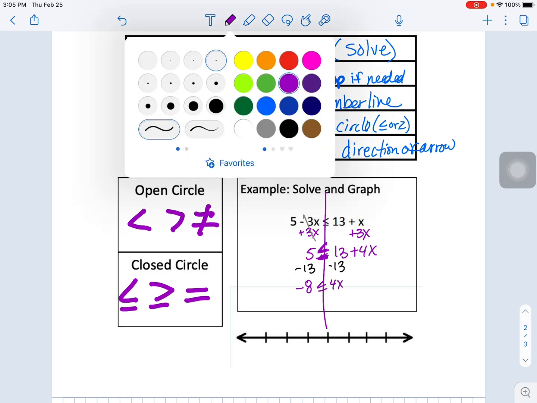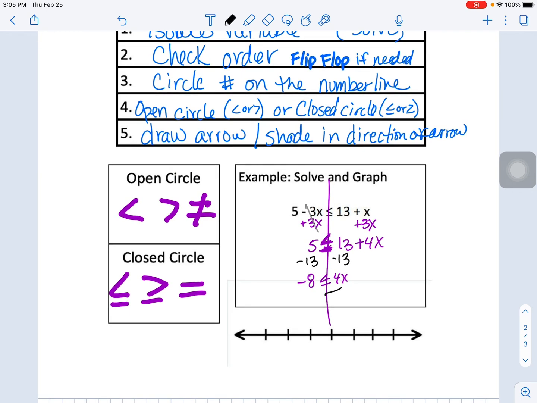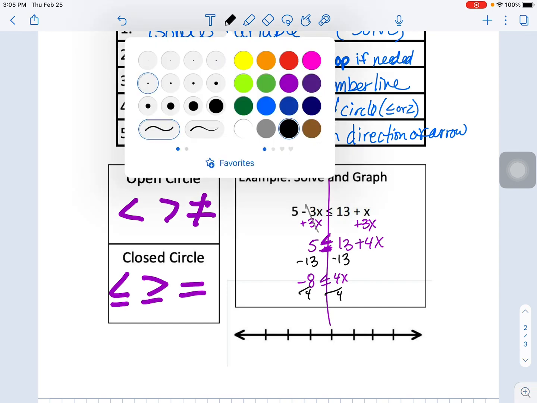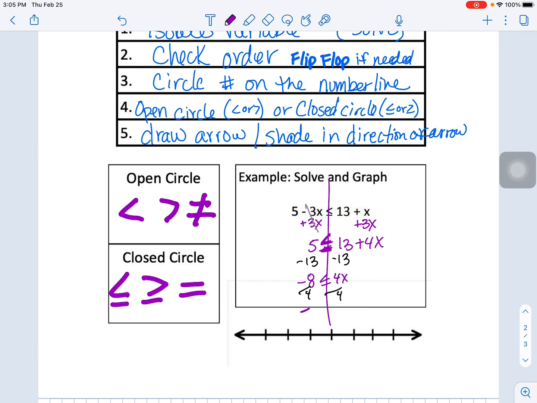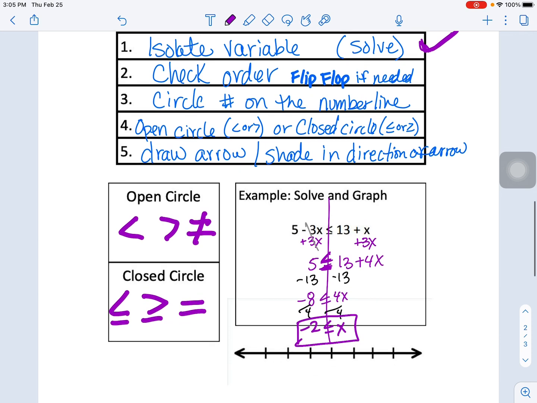And so now I have my constants on one side and my variables on the other. I need to isolate x. So I'm going to divide both sides by 4. And when I do that, I get negative 2 is less than or equal to x. So that was my first step. Step 1, isolate the variable and solve. Done. Totally did it. Step 2 is to check the order.